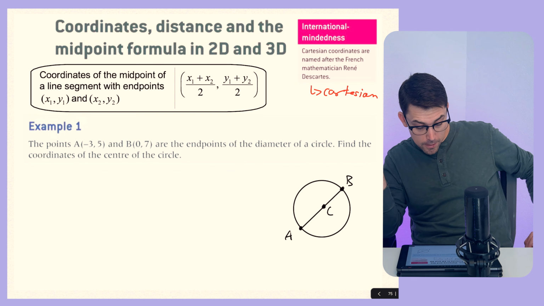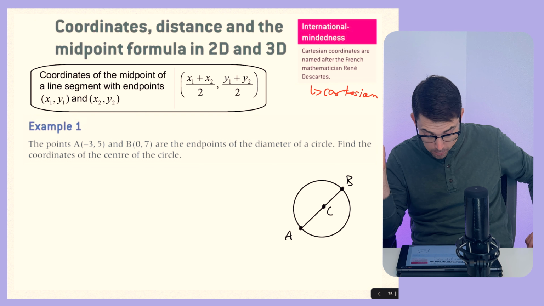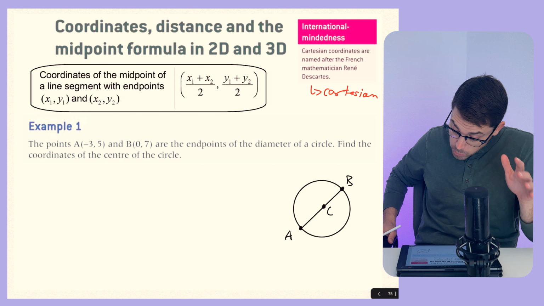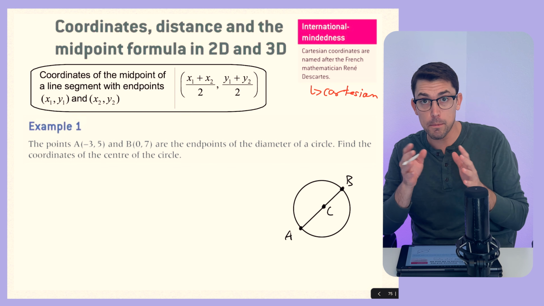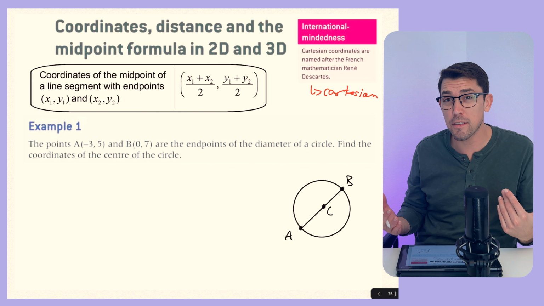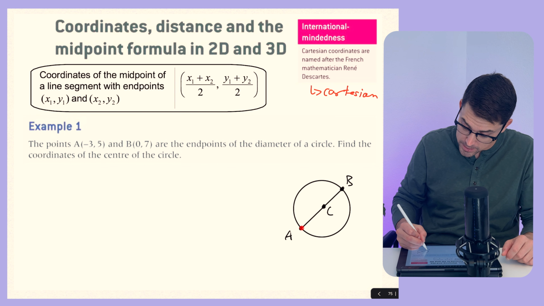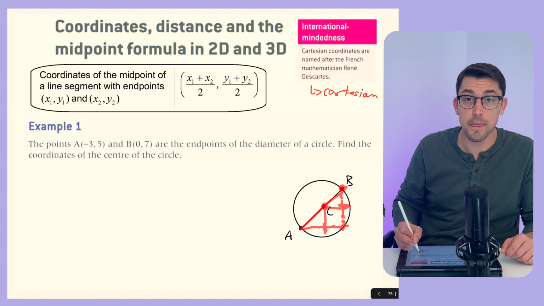So let's say we have points A, -3, 5, and B, 0, 7. These are the endpoints of the diameter of a circle, and let's find the coordinates of the center of the circle. What that means for us here is that we're basically going to find out, hey, what's the middle in between these x's and what's the middle between these y's? In this context, we're going to be given the center of the circle because these are endpoints of a diameter, right? So we have a line segment that cuts through the middle. If we find whatever lies halfway in the x, and then whatever lies halfway in the y, that coordinate is going to give us that middle point.